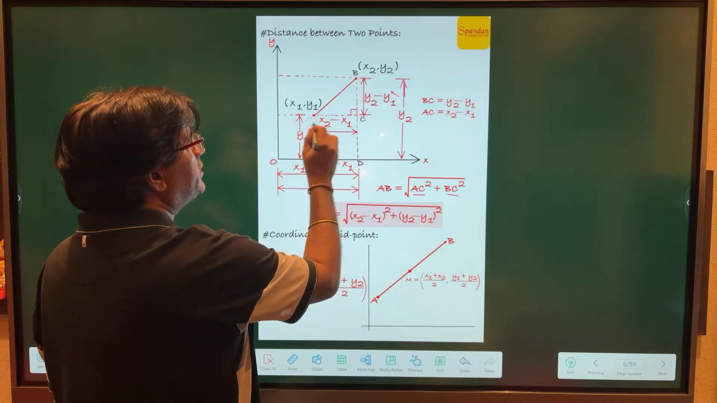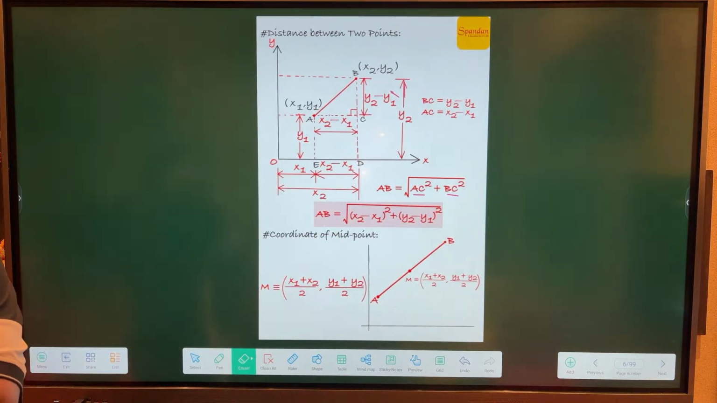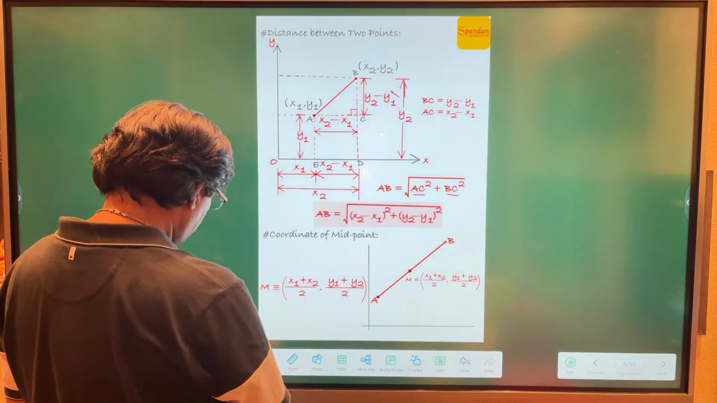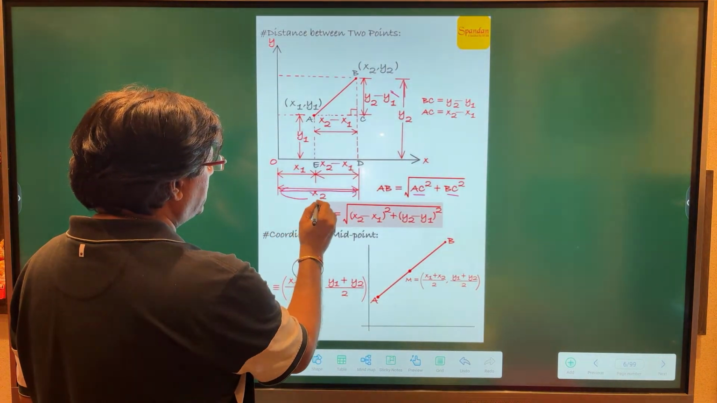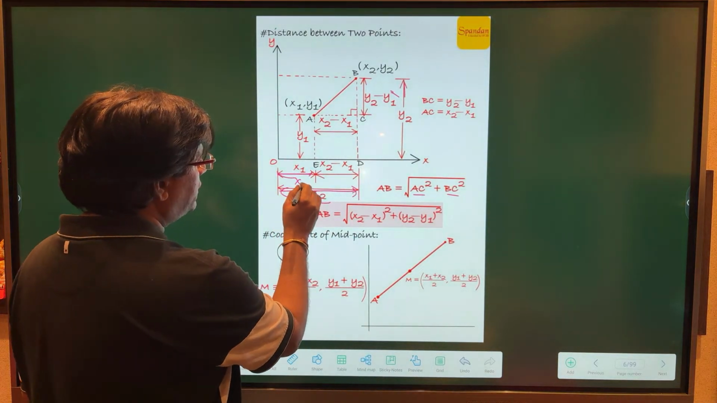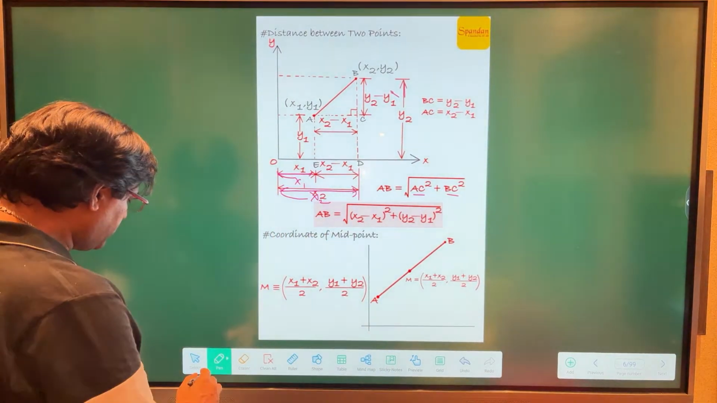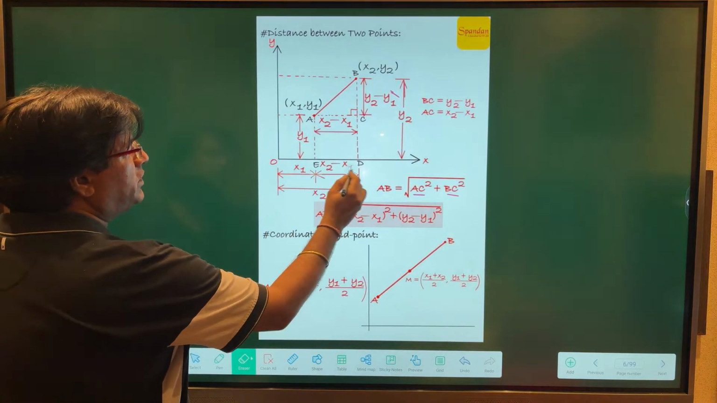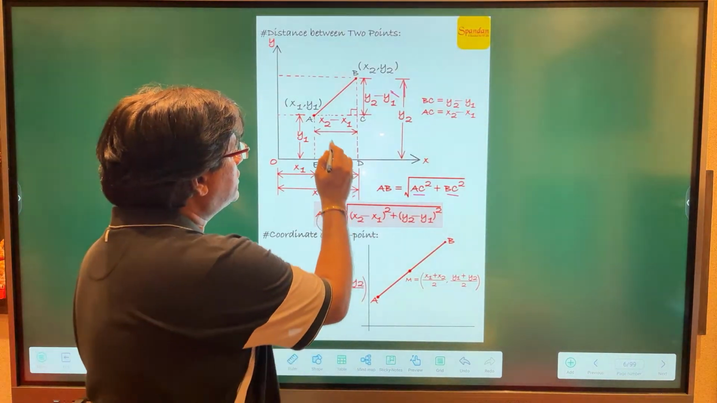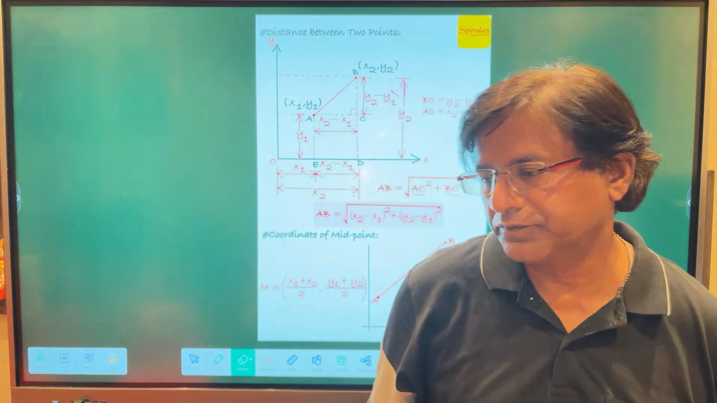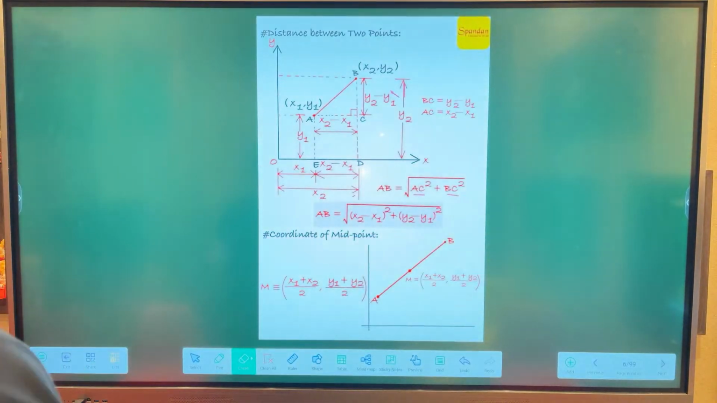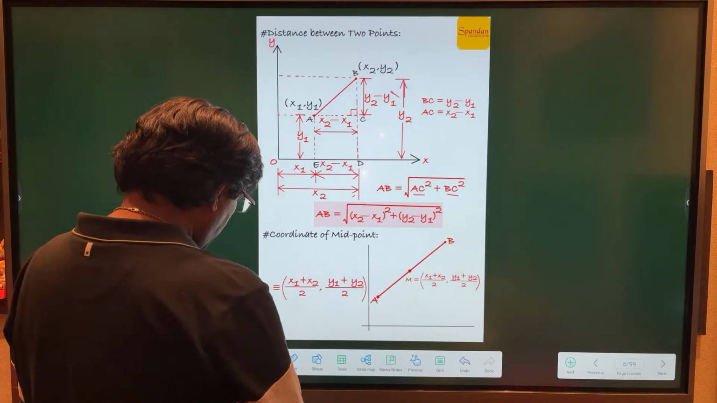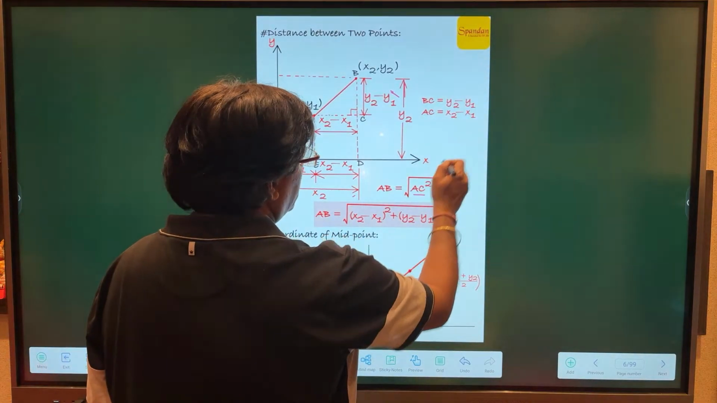Similarly, what will be the AC length? x2 minus x1, because from here to here we are getting x2 and from here to here we are getting x1, right? So we have to take the difference of these two. So we will get x2 minus x1. So this AD length is x2 minus x1 and then this AC length will again be x2 minus x1. Clear again? Right.